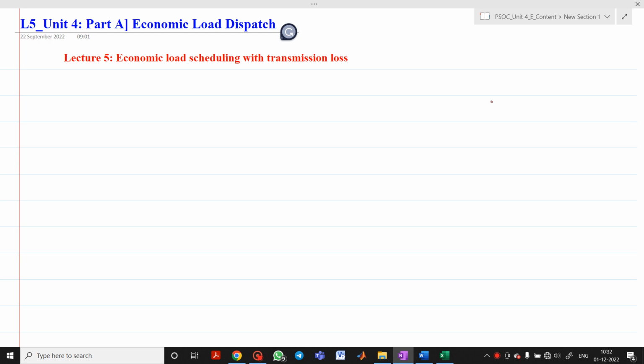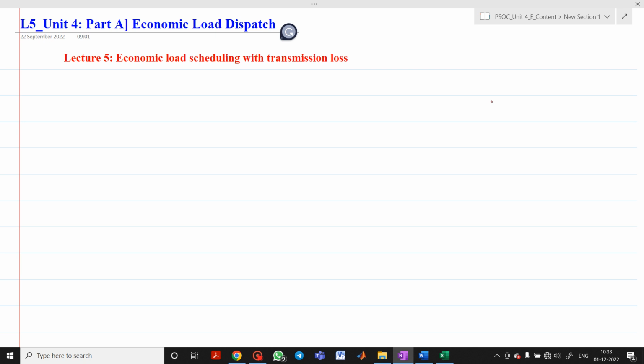Now, the transmission losses are negligible if a high density load, that is urban or industrial load, is separated by a small length of a transmission network. But if the load is of low density and it is separated by a long transmission network, that is a rural load, then the transmission losses can't be neglected, as they are about 20 to 30% of the total received power. The necessity of inclusion of transmission losses in economic load scheduling can be explained by a system.